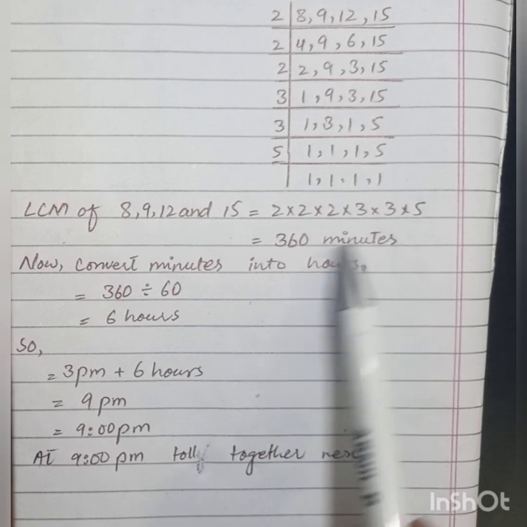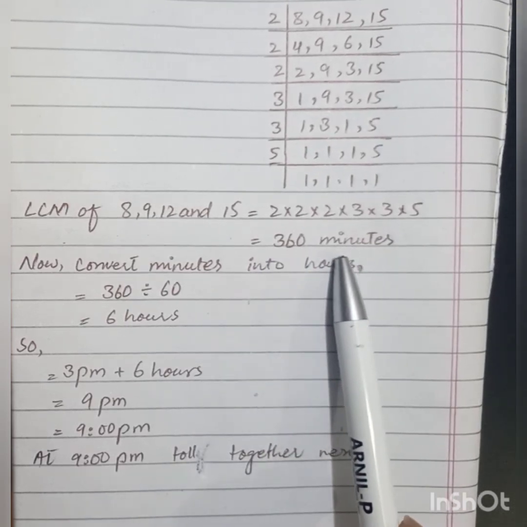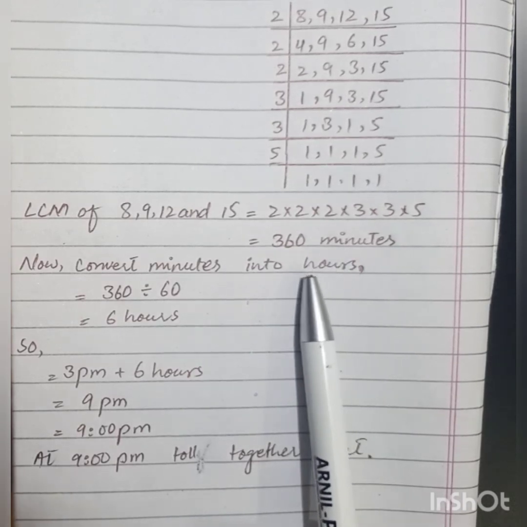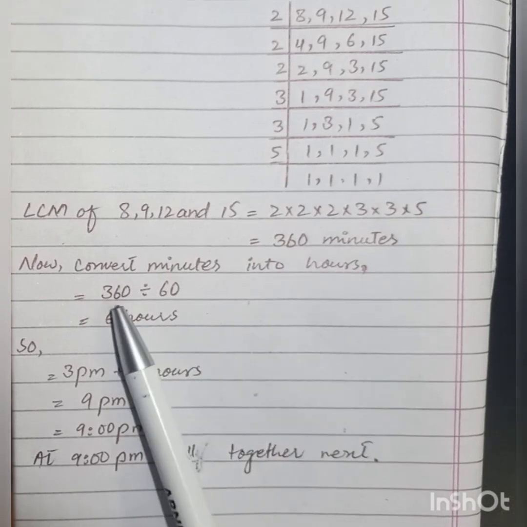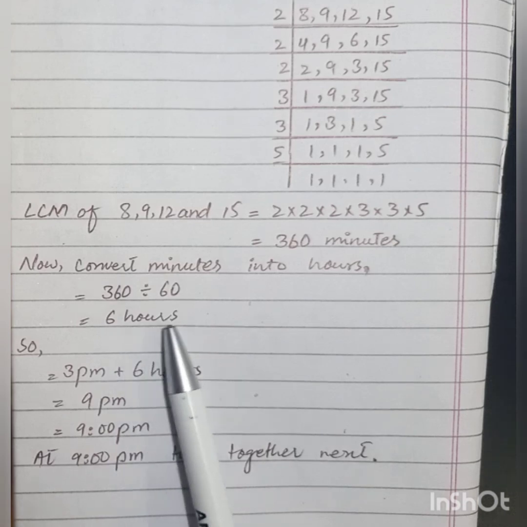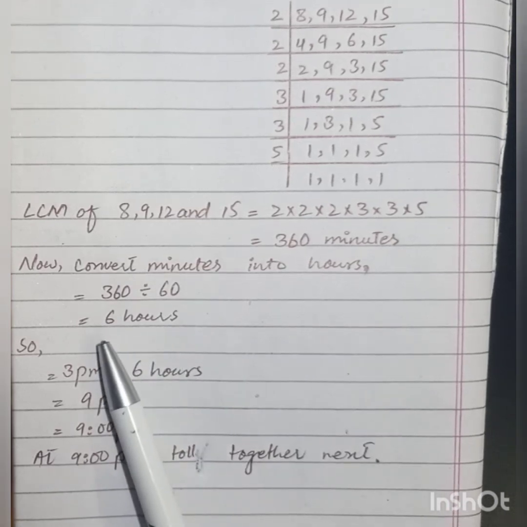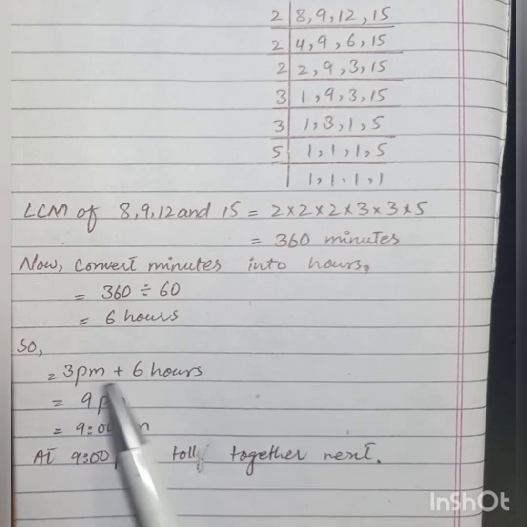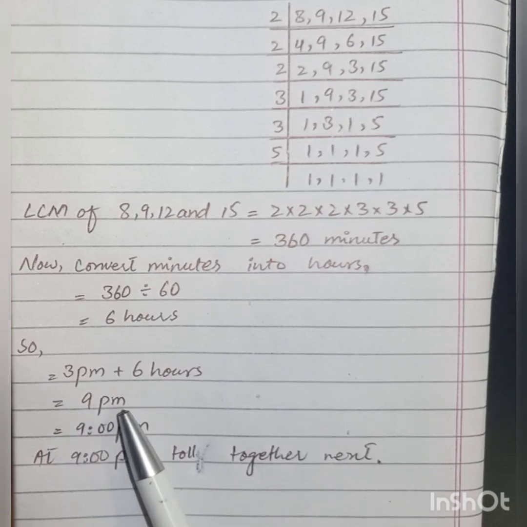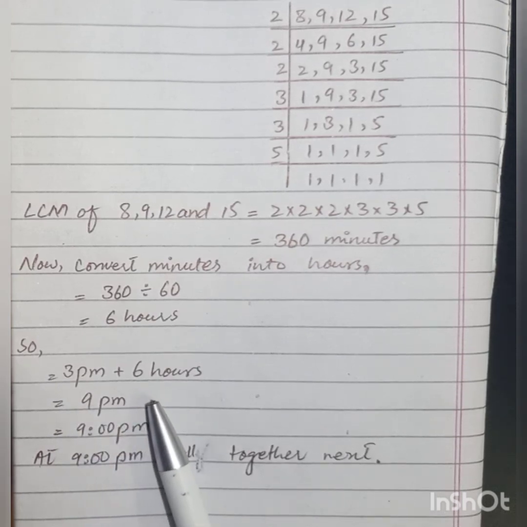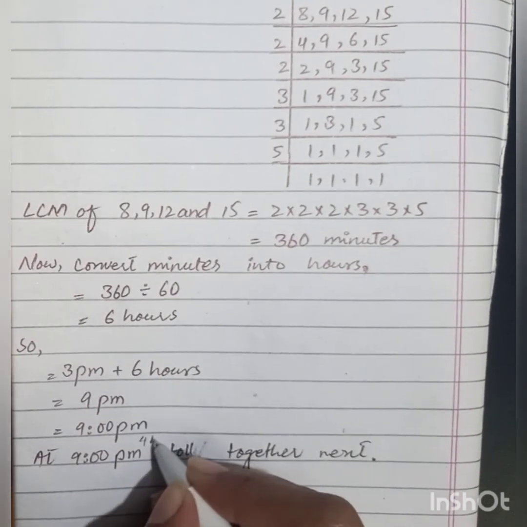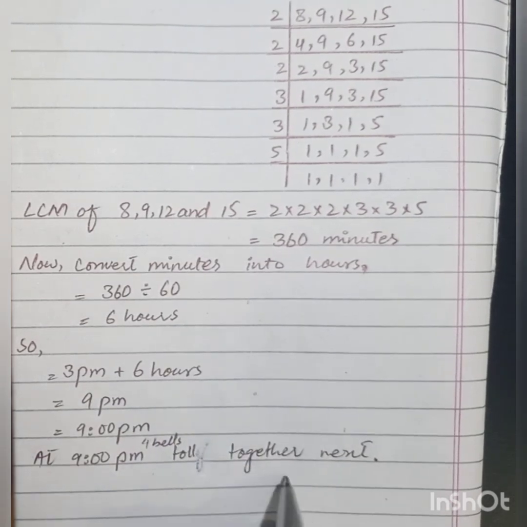So the product of these values will be 360 in the form of minutes. Now students, we will convert 360 minutes into hours, and we know that in 1 hour there are 60 minutes present. So we will divide 360 by 60 and the answer is 6, and this answer will be in the form of hours. So 6 hours will be added to 3 p.m. If we add 6 hours to 3 p.m., then we will get 9 p.m. It means 4 bells will be tolled at 9 p.m. So students, at 9 p.m. 4 bells toll together next.